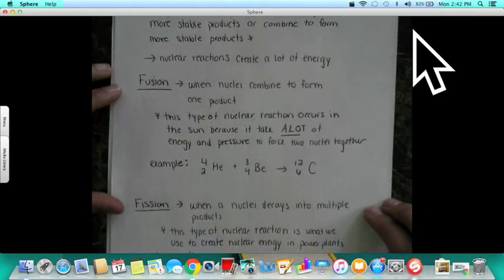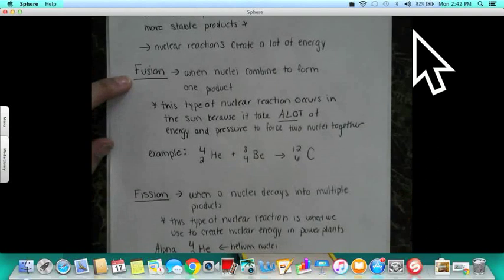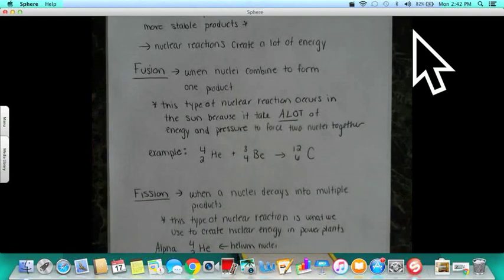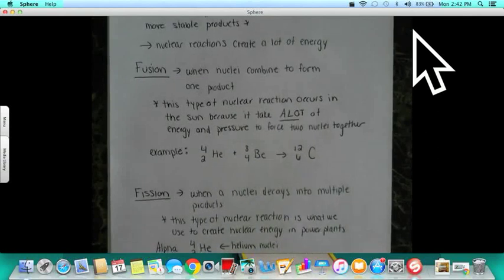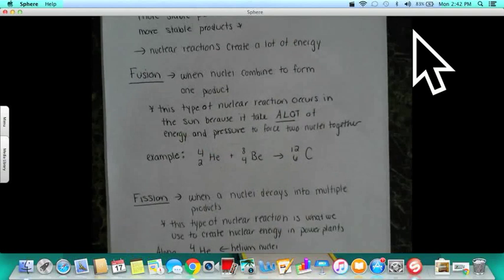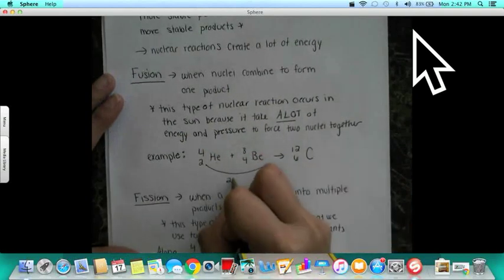The first way that we are going to talk about is through a fusion reaction. And a fusion reaction is when two nuclei combine to form one product. So an example of that would be right here. So we have 4,2He plus 8,4Be, and it's forming 12,6-carbon. So if we're looking at this example, we know that it's a fusion reaction because we have two reactants.